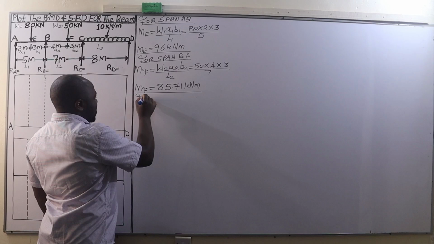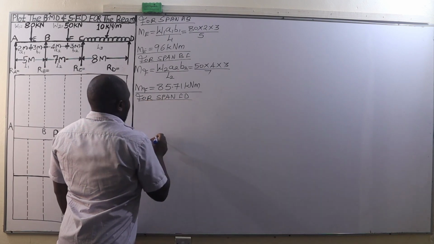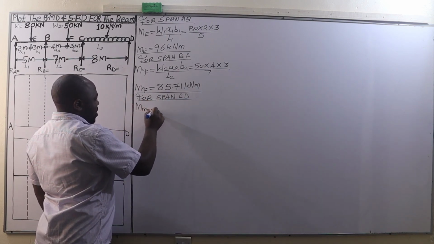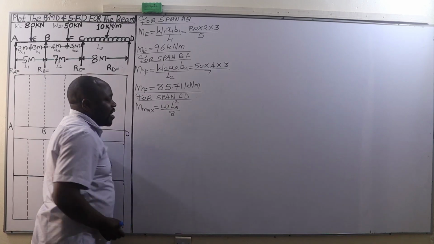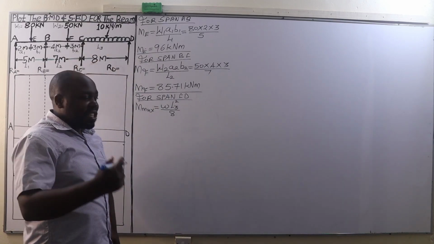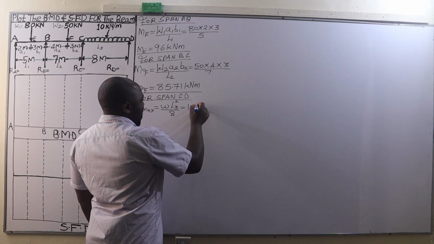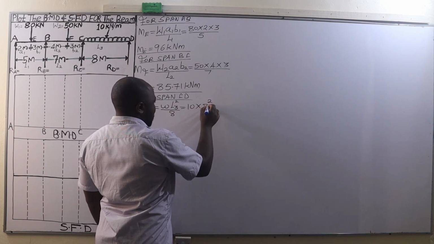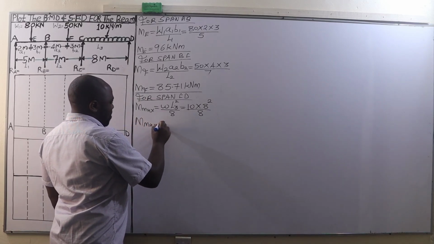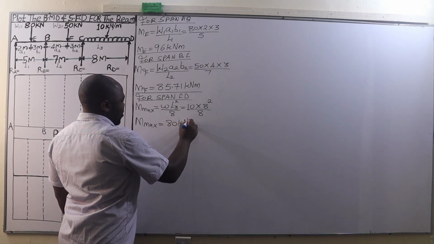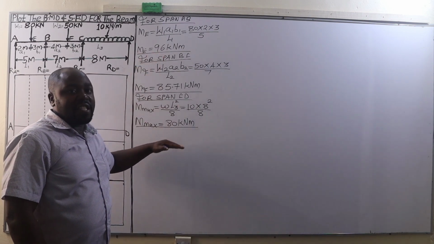Finally, we go to the span CD, and for the span C to D, the maximum bending moment will be given by WL3 squared divided by 8, since that span is loaded with a uniformly distributed load. This is a UDL of 10 kilonewtons per meter multiplied by the square of 8 meters, divided by 8. This is going to give us a maximum bending moment of 80 kilonewton meter. So those are the bending moments at each of the 3 spans that we have.